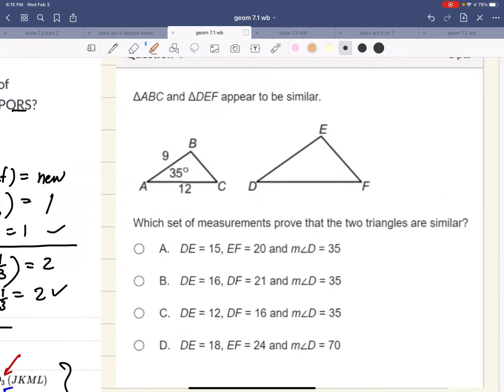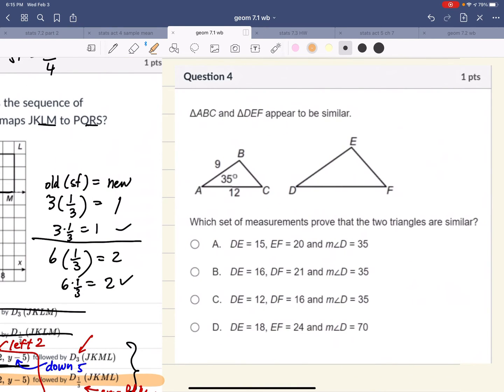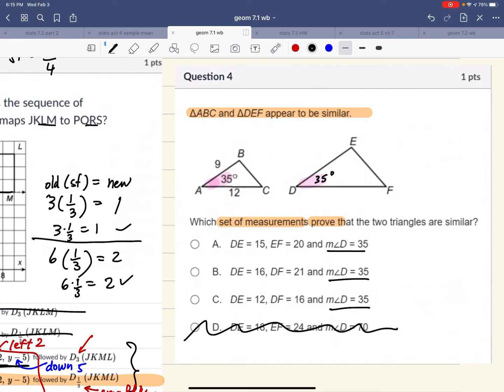All right, last question on our lesson check. A, B, C, D appear to be similar. What set of measurements would prove it? So we know angles are equal, so we need our corresponding angles to be equal. We would need angle D to be 35 degrees. So angle D has to be 35. We can't have that one. And then what else do we need?